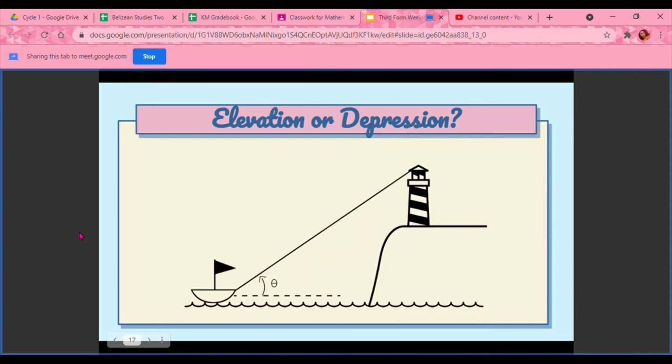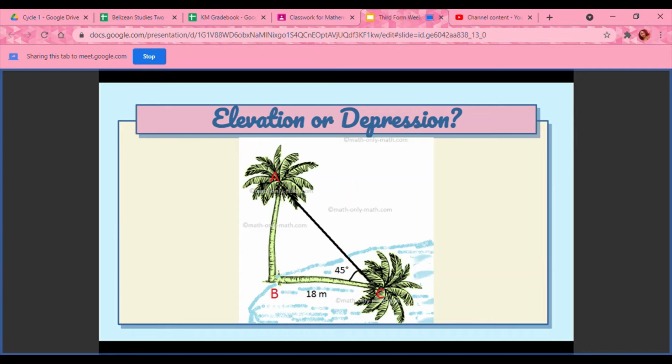When I count to 3, everybody sends their answers. Look at the picture. Look at where the angle is. Is it elevation or is it depression? Think about it. Type your answers. I'm gonna count. 1, 2, 3. Send your answers.